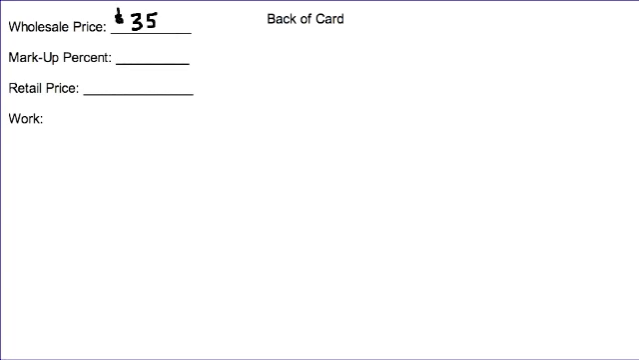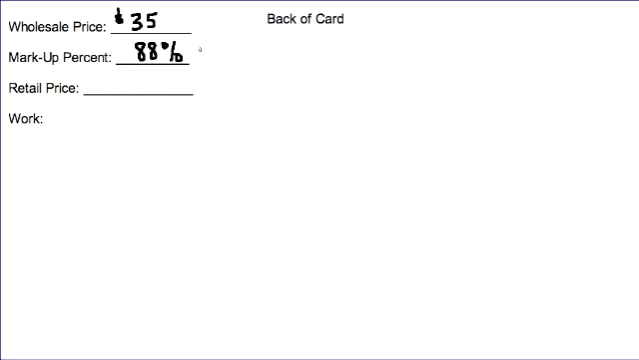Now the second thing you're going to have to do is you'll be given a card that has 3 different markup percentages on it. You need to choose one of those markup percentages to apply to this particular wholesale price. In this case I'm going to choose the one that says 88%. That means I'm going to increase the price of this item by 88%.